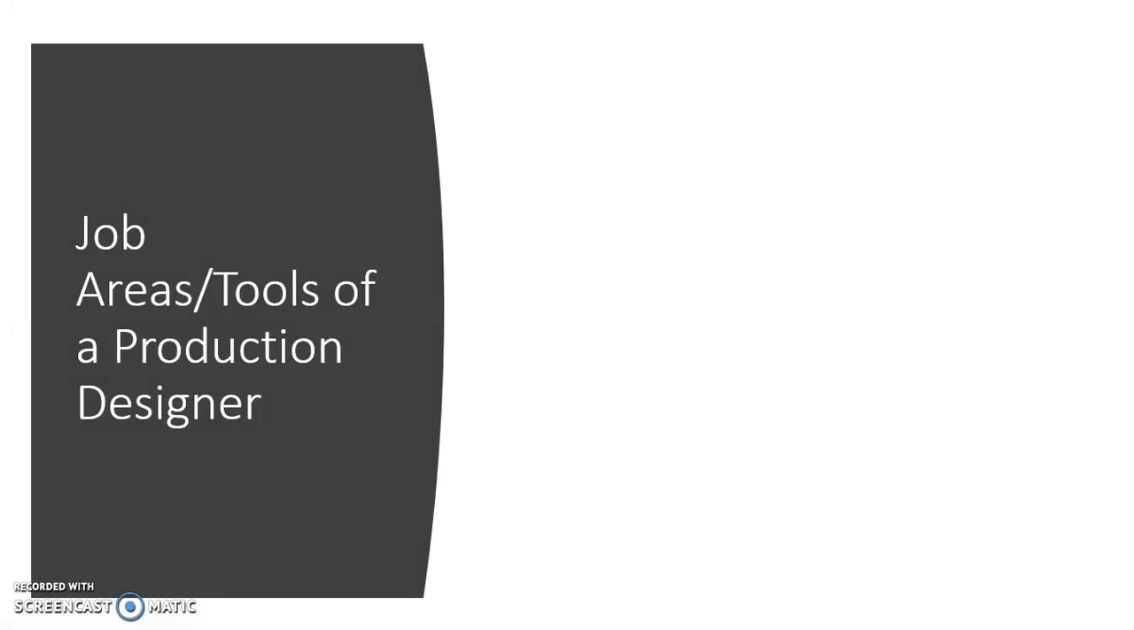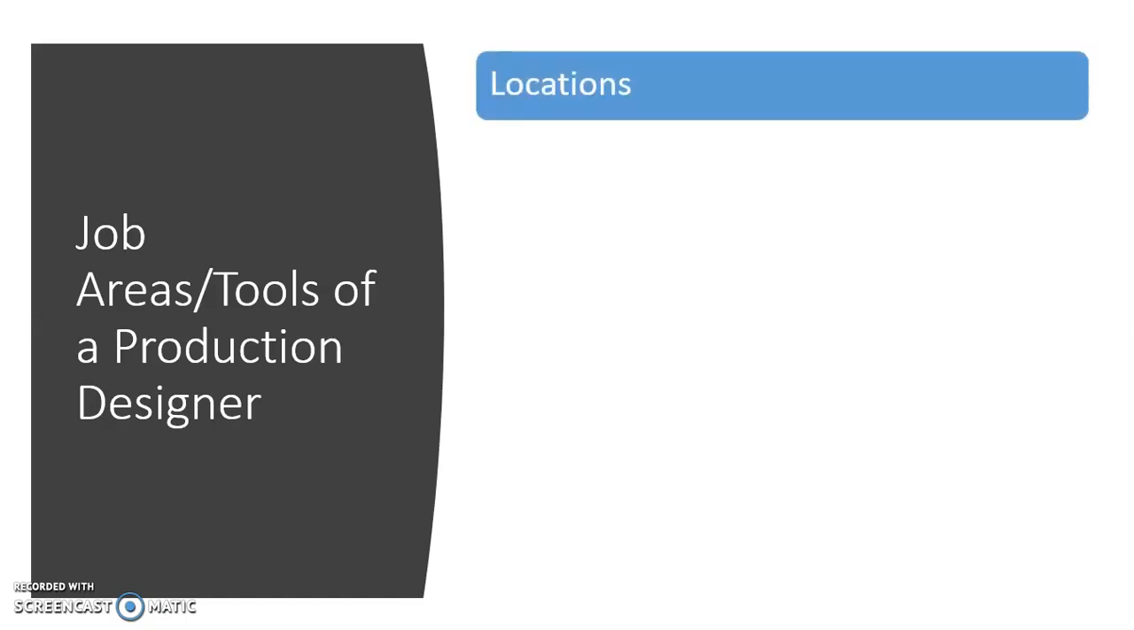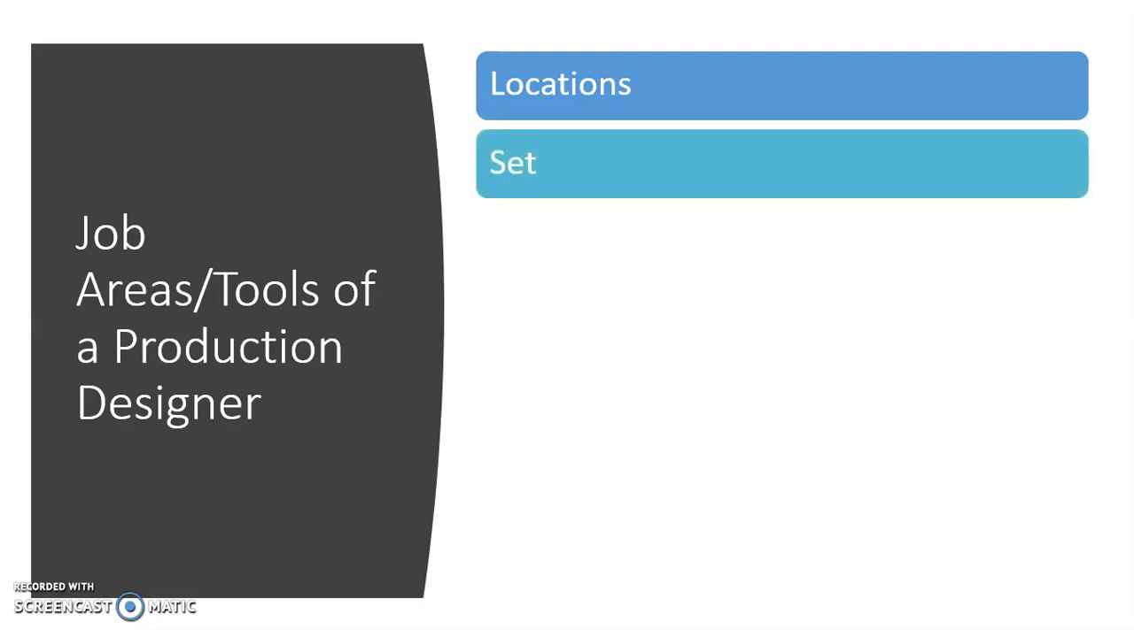Production designer is in charge of certain aspects of the film. We call those job areas. For the purposes of the class, these will be the tools that you will be analyzing when you do your analysis. One is locations. If you are a production designer, it makes a difference whether you're going to be filming a scene on location or whether you're going to be filming on a set. A set takes place in the studio. You actually build it from scratch, so you're decorating everything from scratch.